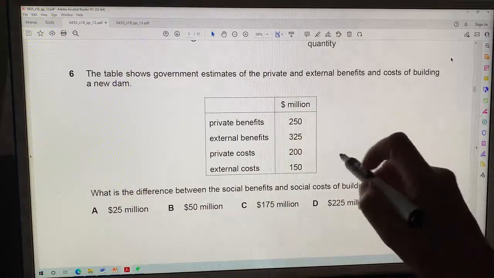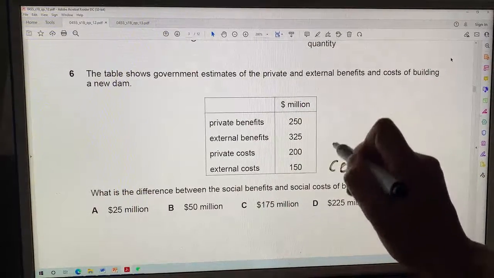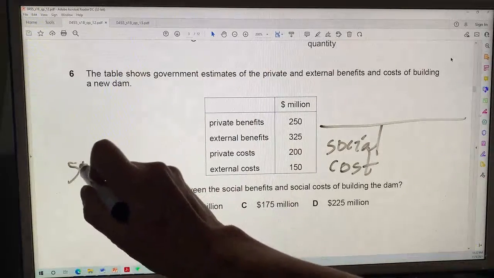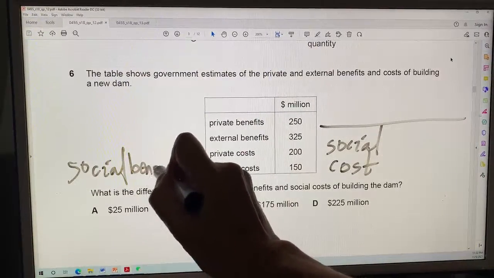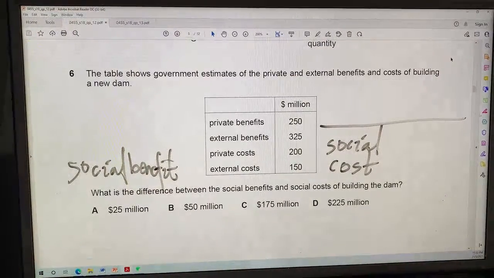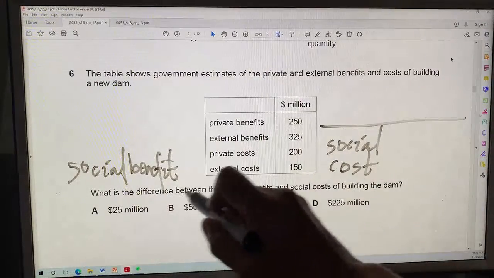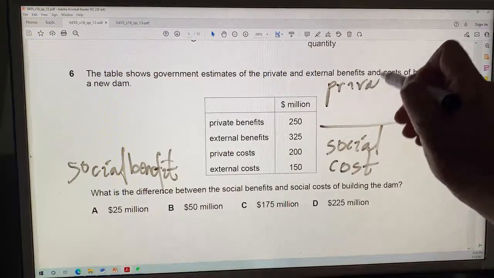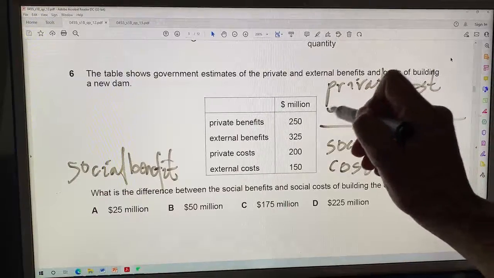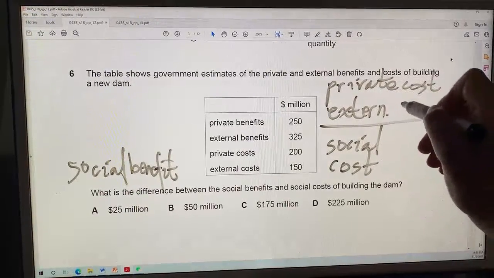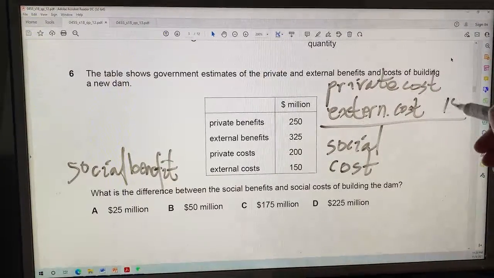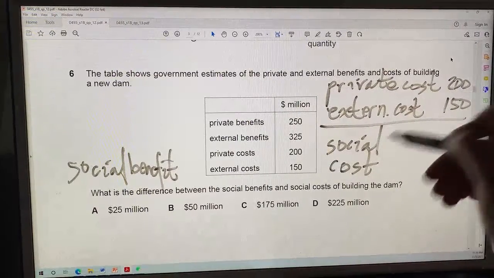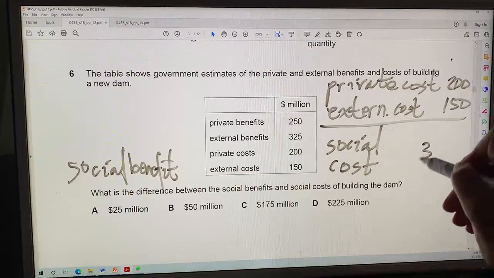Let's see. So social cost, social benefit. This will take a moment. Social costs, social benefits, and let's see, what's the difference between? So social costs equal private cost plus external cost, right? I'm going to abbreviate that. External cost is 150, private cost is 200. So our social cost is 350.